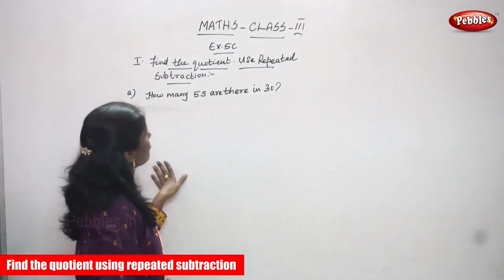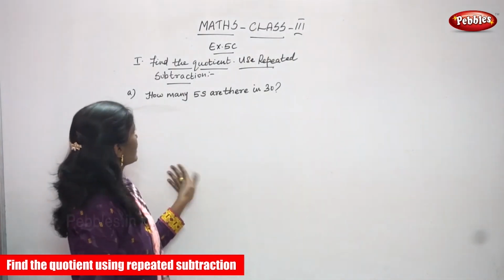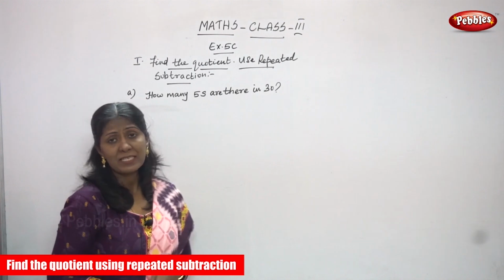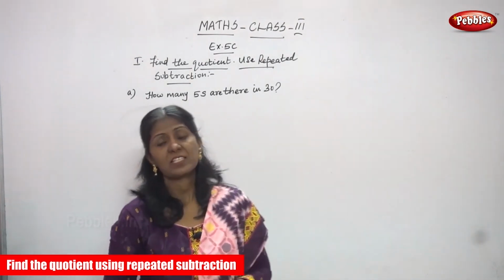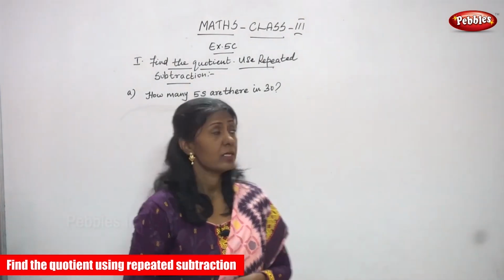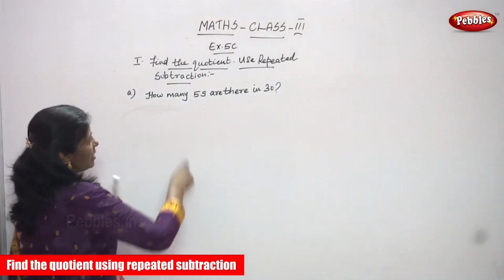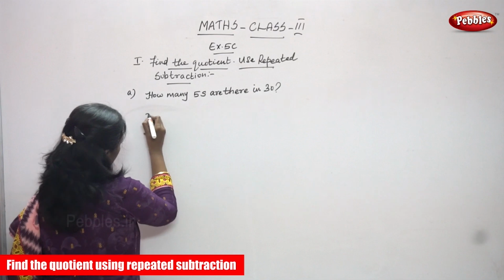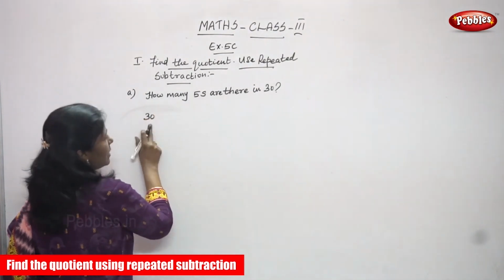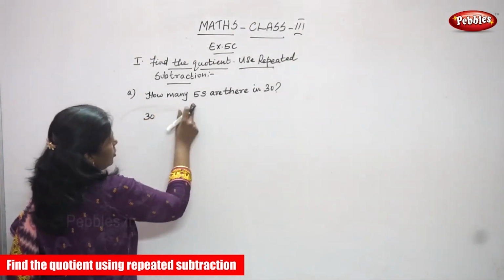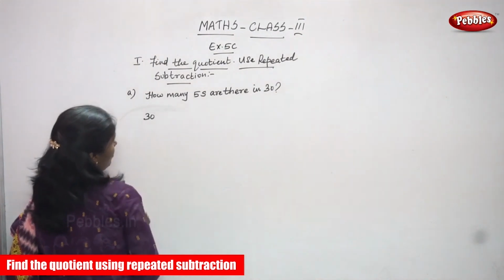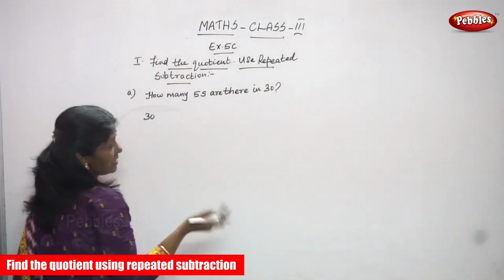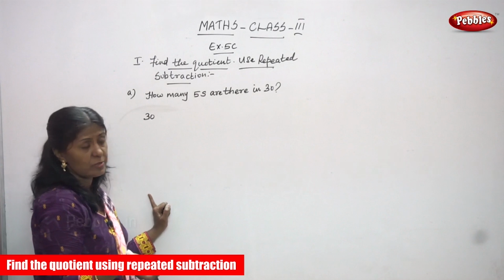Okay, now we are going to find the quotient using repeated subtraction. You know that repeated subtraction, otherwise, we can call it division. So now we are going to see how many 5's are there in 30. 30 is the dividend, so we are going to subtract 5 repeatedly.